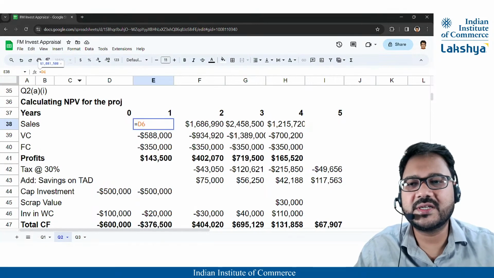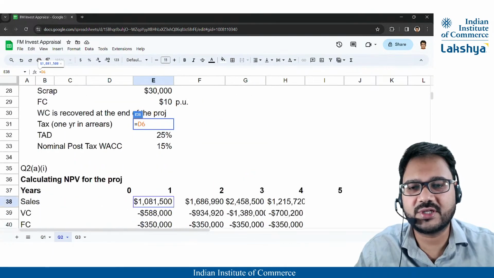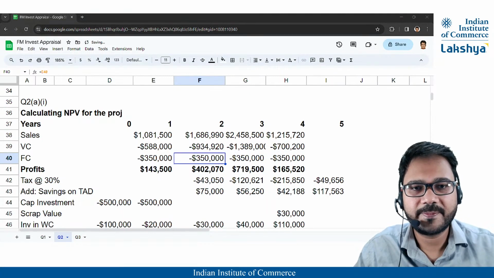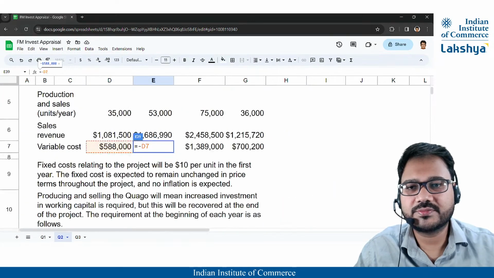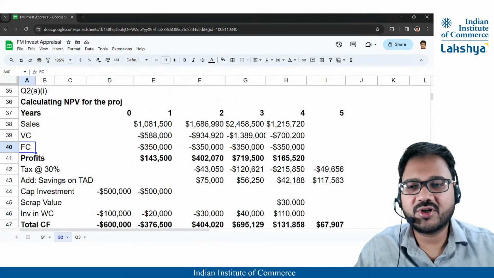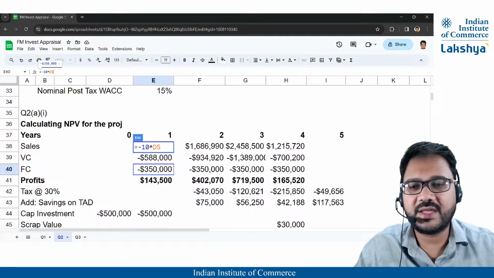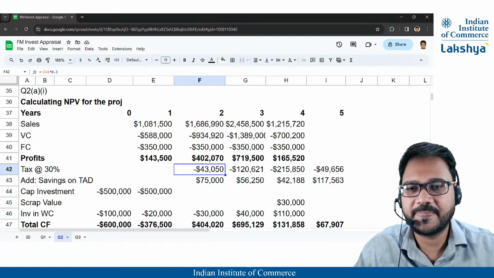Sales has been very clearly given in the question, so we can just take the values from the question. So these are your sales for 4 years. Variable cost, again, is given in the question, so taken from your variable cost. Fixed cost, you need to calculate: it's $10 into the units. And then in subsequent years it remains the same in amount, so it remains as $350,000.